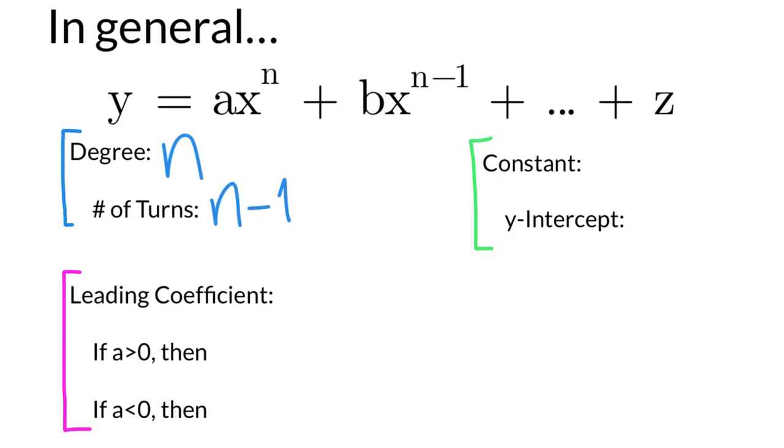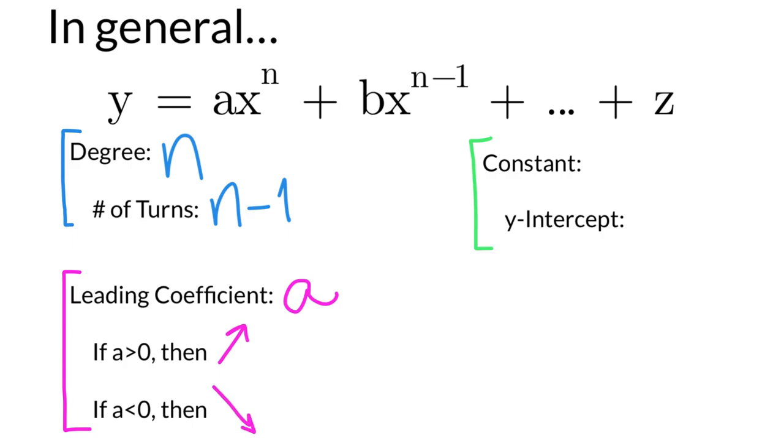Next, when we look for the leading coefficient, that's that number that's being multiplied by our x to the n power. In this case, our leading coefficient is a. Depending on whether that leading coefficient is positive or negative, that'll tell us what happens on the end of our graph. If a is positive, then our graph is going to go up on the right side. If a is negative, then our graph is going to go down on the right side.